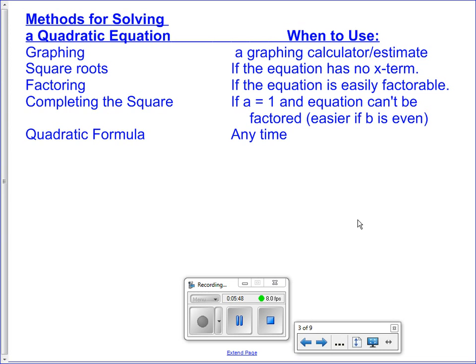And finally, we have the quadratic formula. And the quadratic formula is the one to use when the others aren't going to be very easy to use. I have put anytime on here because the quadratic formula will work anytime you need to solve a quadratic equation.